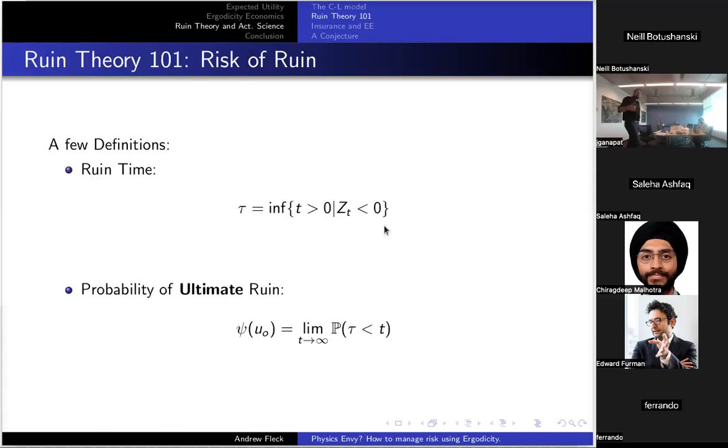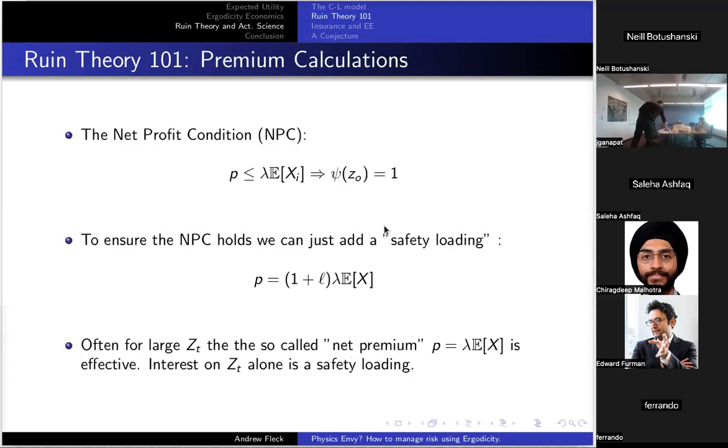We'll define the ruin time as the stopping time where this falls below zero, and the probability of ultimate ruin as the probability that this happens at some point. Of course, this informs our premium calculations, because if we're not collecting more than the net premium over time, we will eventually go to ruin with probability one. So we need to add a safety loading, and this is where that idea comes from when we calculate premiums.